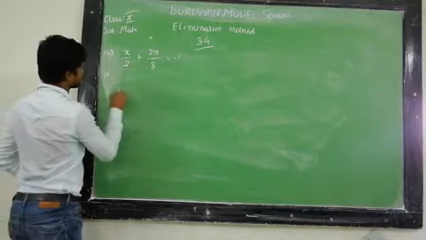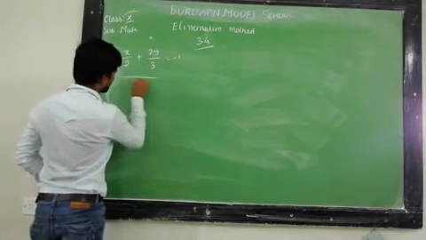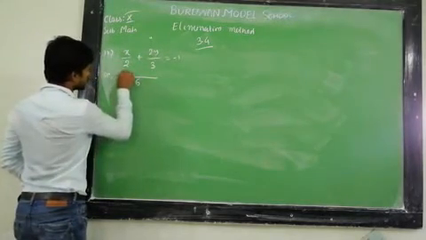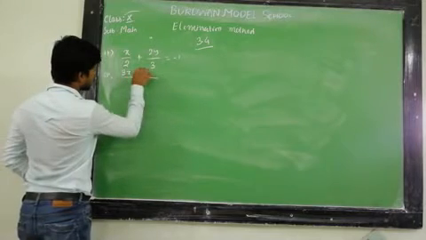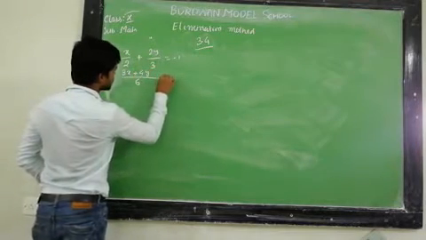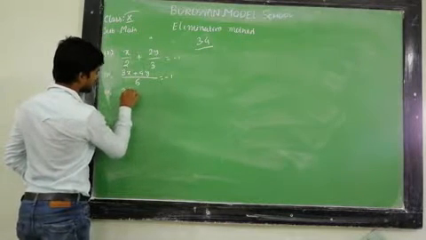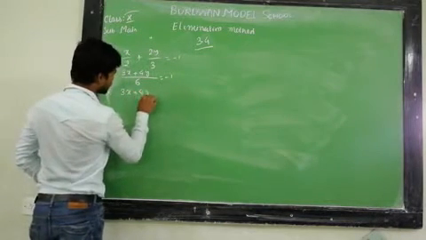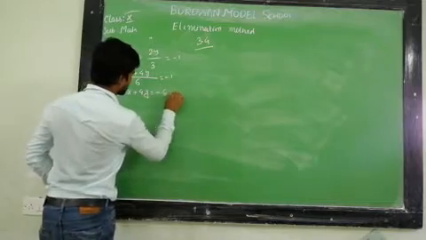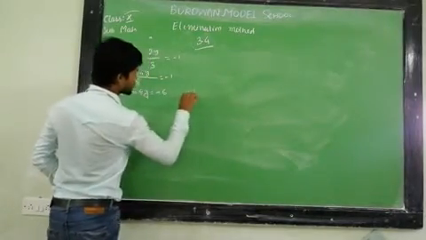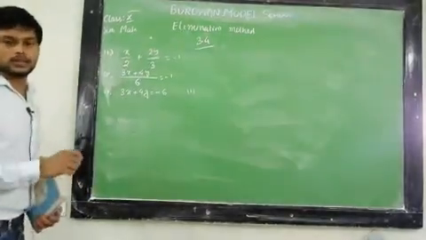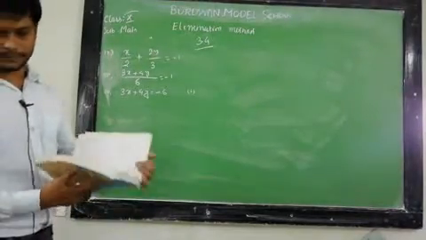Do the LCM. 6 will be the LCM. So 3x plus 4y is equal to minus 6. This is our equation number 1.